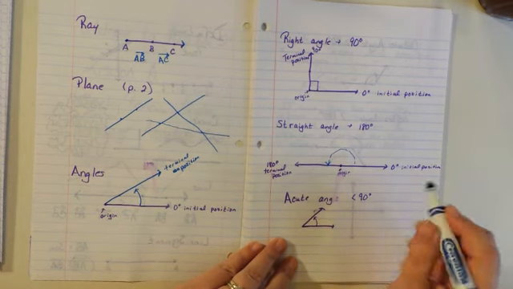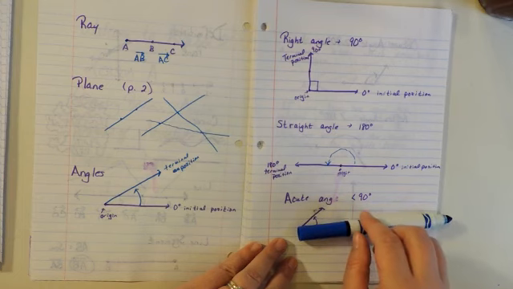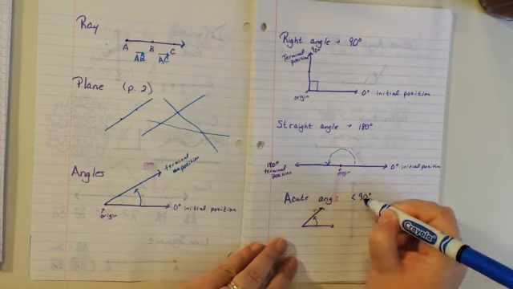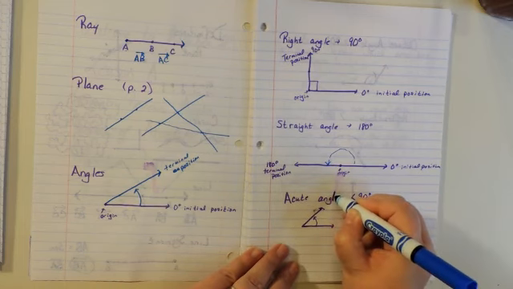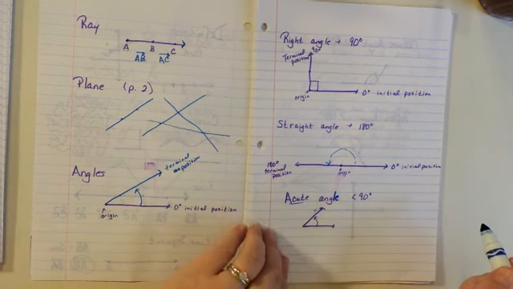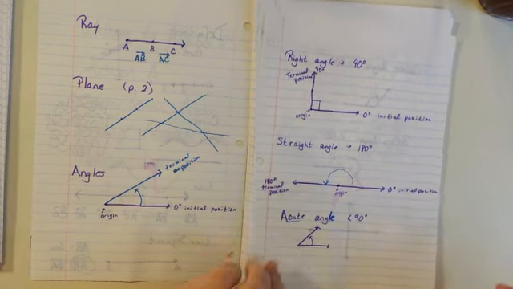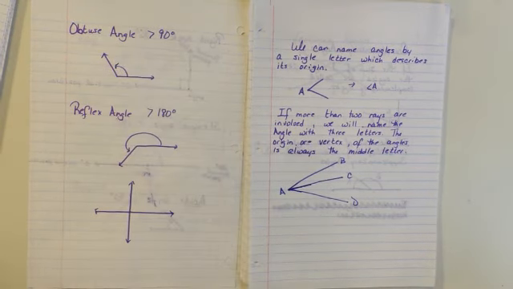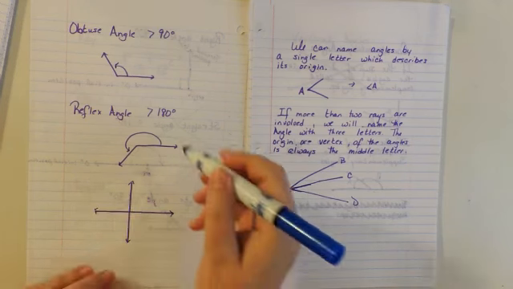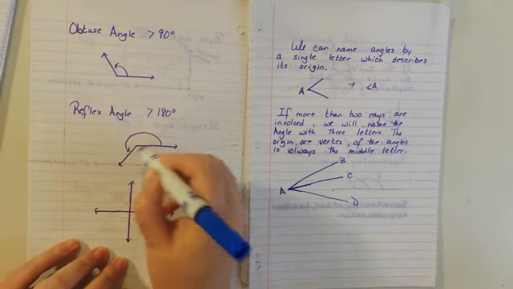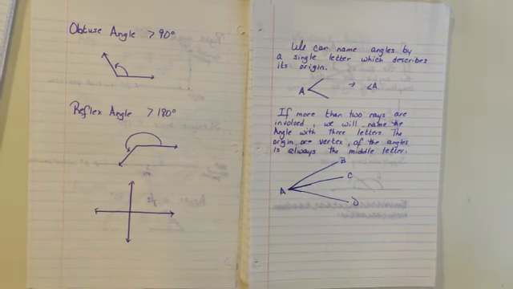An acute angle is when we start at the origin and we move up and we stop, and its terminal position is less than 90 degrees. So if the angle is less than 90 degrees, we call it an acute angle. An angle of more than 90 degrees is called an obtuse angle. If we start from here and go past 180 and continue going, so the angle is greater than 180 degrees, it's called a reflex angle.